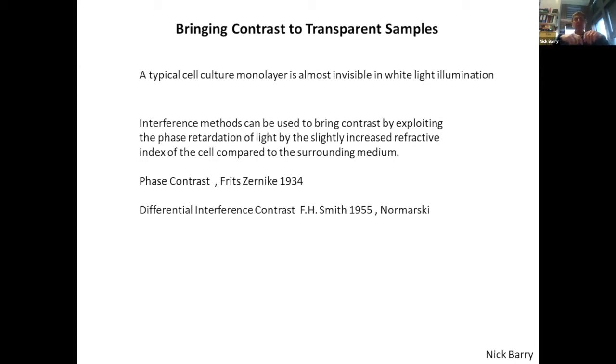So that led to these two dominant schemes. One is phase contrast from Zernike, and then differential interference contrast from Smith and Nomarski. I'm just going to go quickly, but these are basically interferometers built onto the microscope.